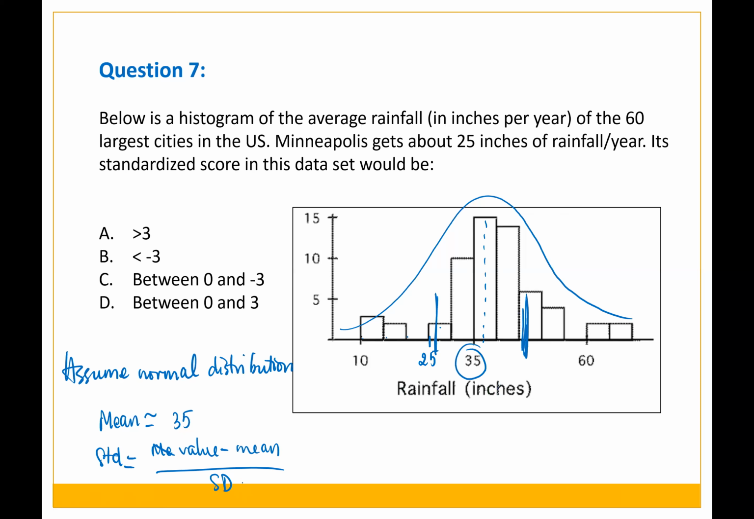First of all, the value 25 minus 35 is definitely negative. So it can only be B or C. A and D are incorrect because those two values are positive. Now 25 is slightly smaller than the first standard deviation. So I would say the value is between 0 and -3 instead of smaller than -3, because that would mean 25 is somewhere around here, which is not right. So our answer is going to be C.